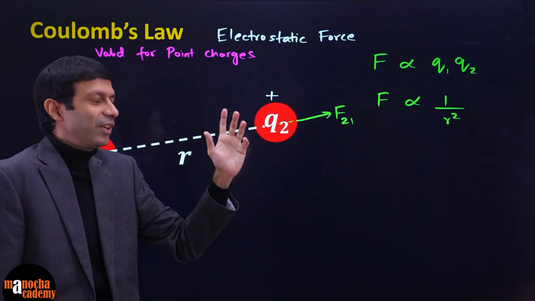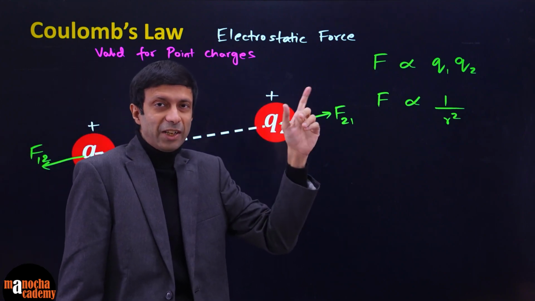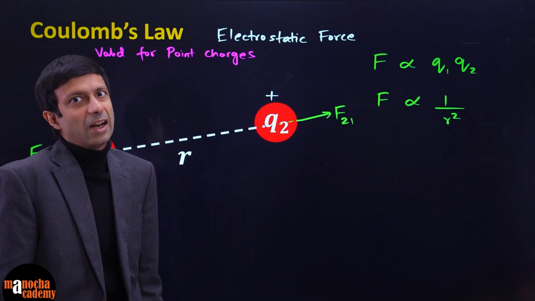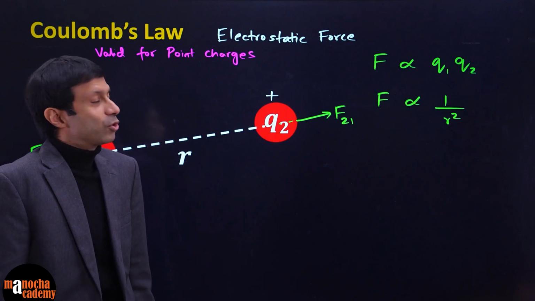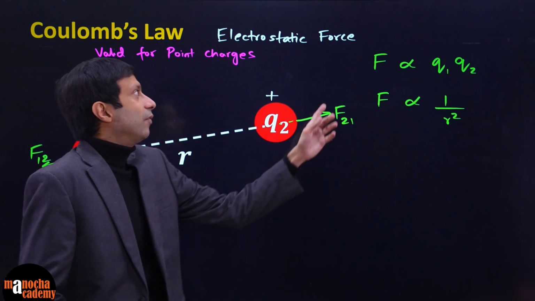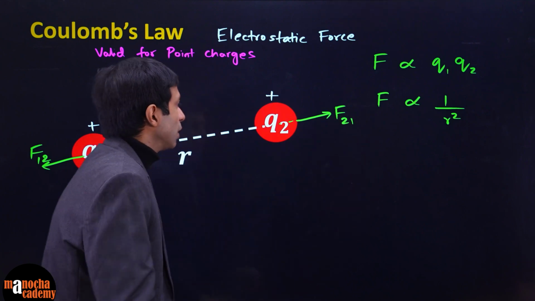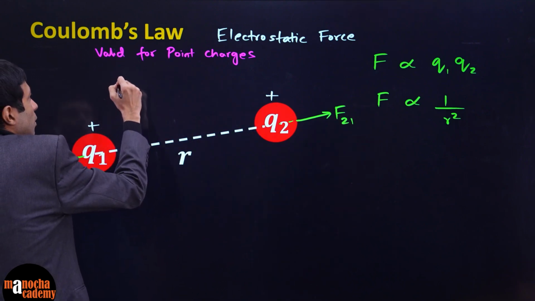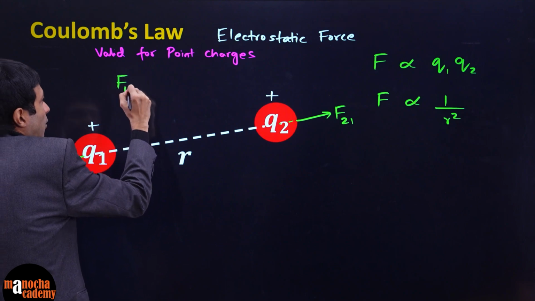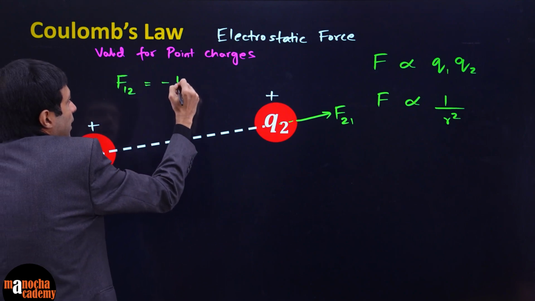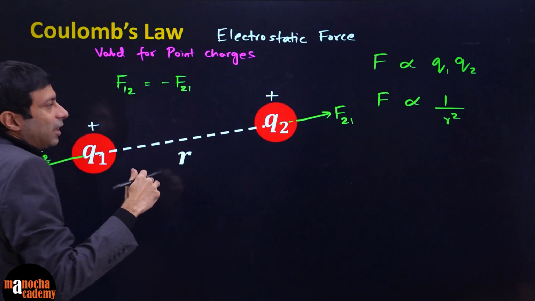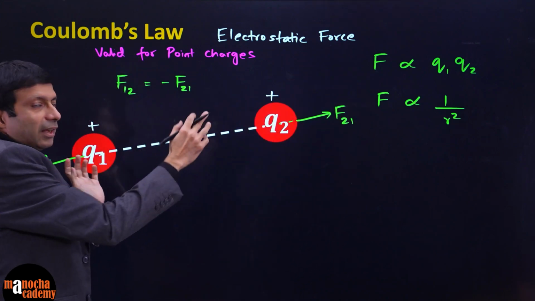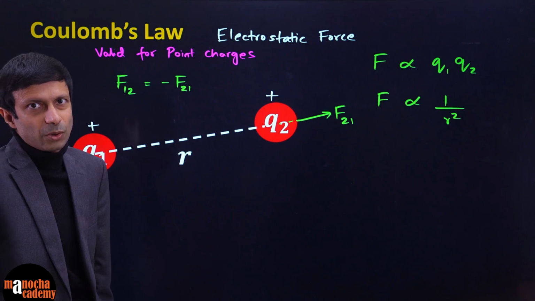So think of it just like gravitation. The gravitational force is inversely proportional to r square. Okay. So is this clear? Here we are talking about the magnitude of the force. So you guys know these two forces are equal in magnitude but opposite in direction. So we can say F12 is minus F21, but their magnitude is the same. And we write minus because they are opposite in direction.